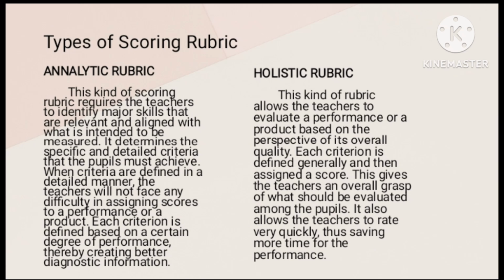Kung imo sila nga i-compare, mas clear ang analytic rubric kaysa sa holistic rubric, because in holistic rubric, the criterion is defined generally sa iyang overall quality, no? So product based on the perspective of its overall quality, while the analytic rubric determines the specific detailed criteria that the pupils must achieve, no? Ang specific gid nga detailed sang criteria. So mas clear gid siya ang analytic rubric.